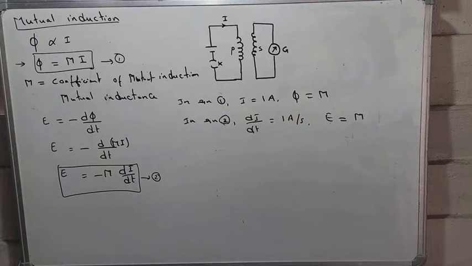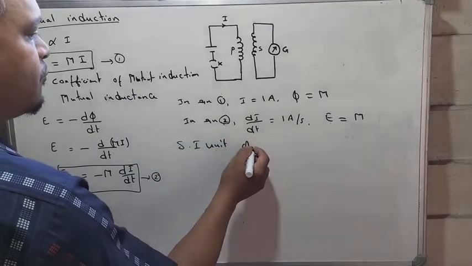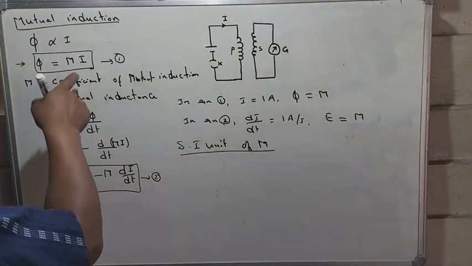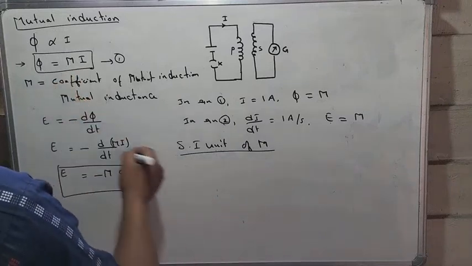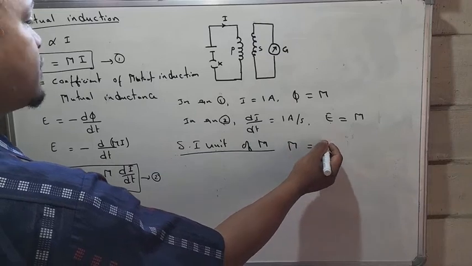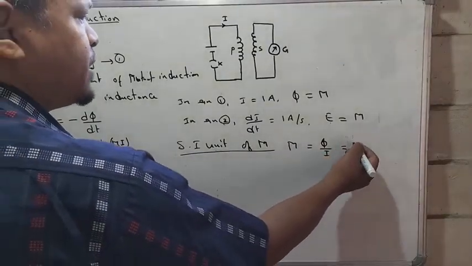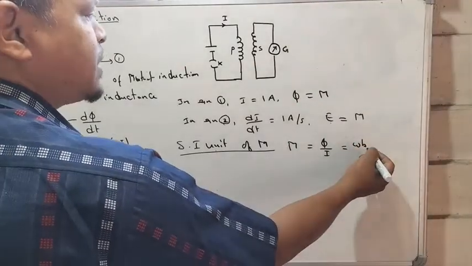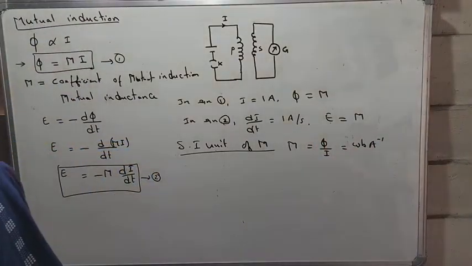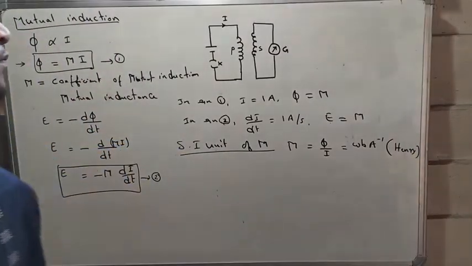Now, coming to the SI unit of mutual inductance. From equation 1, M is equal to phi upon I. We know phi is magnetic flux and it has unit Weber. I is current, so the unit is ampere. So Weber per ampere is the SI unit, or we can say this is equivalent to Henry.